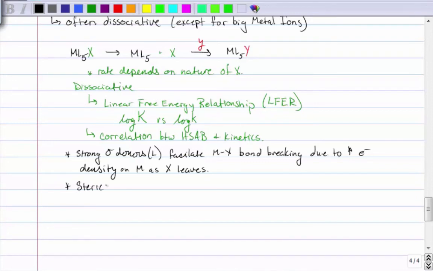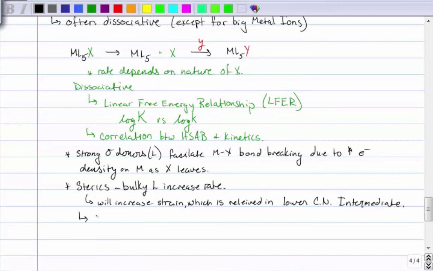Sterics also come into play here. In this case, it's the opposite of square planar. Bulky ligands actually increase rate. And that's because they increase steric strain in the starting material. So the original octahedral complex, if it has bulky ligands, they're sterically strained, and that steric strain is usually relieved somewhat in the intermediate here, the ML5. So when you go to a lower coordination number, it's more stabilizing due to sterics.